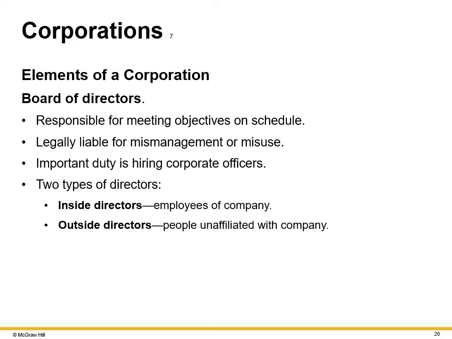The next couple of slides are going to look at the elements of a corporation. We're going to start with the board of directors. The board of directors is elected by the stockholders to oversee the general operation of the corporation. The board of directors sets the long-range objectives of the corporation and sees that the objectives are achieved on schedule. The board members are legally liable for the mismanagement of the firm or for any misappropriation of funds.